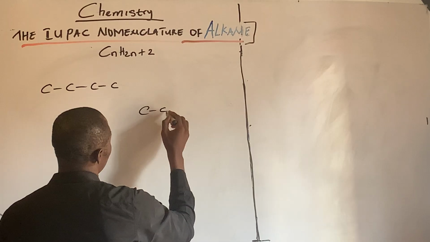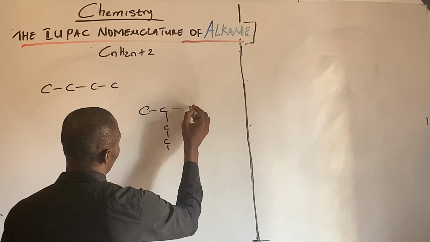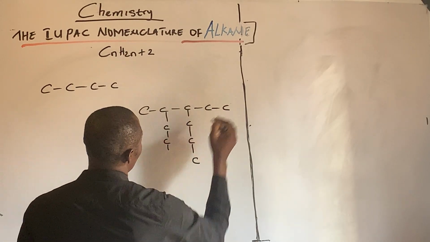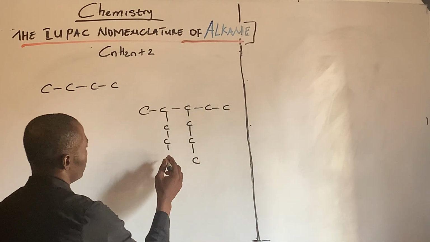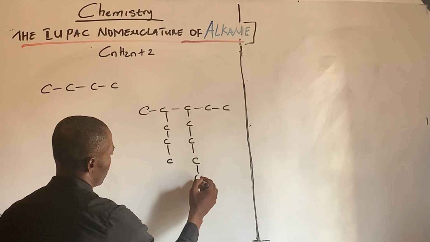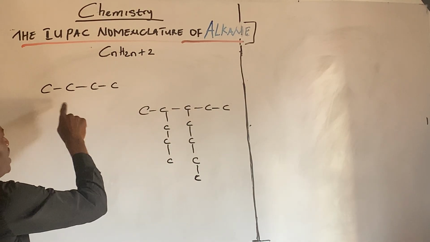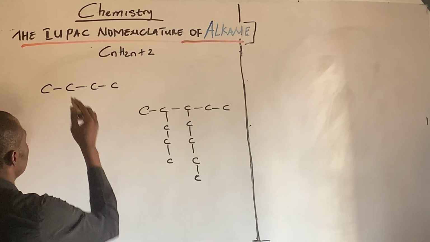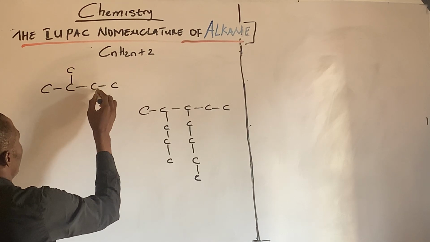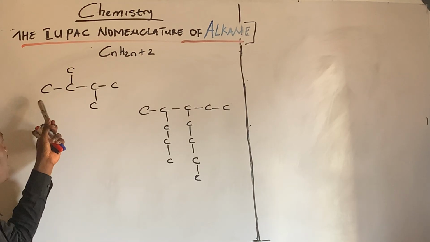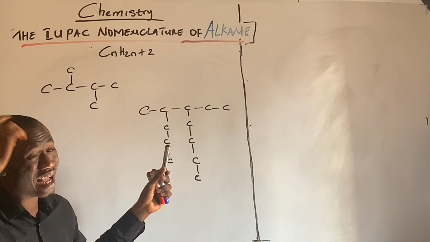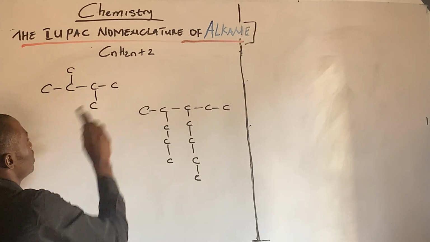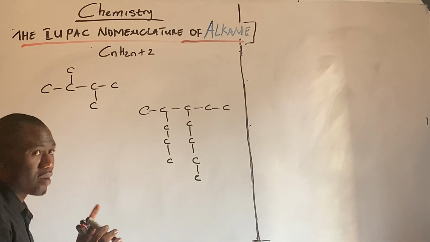Sometimes it's in this form. All right. Now, in this form, which of these is the longest continuous carbon chain? Of course, 1, 2, 3, 4. Let me put a C here and a C here. Now, watch. How do we count the longest continuous carbon chain? You count 1, 2, 3, 4, or 1, 2, 3, 4. All right? That's the longest chain.